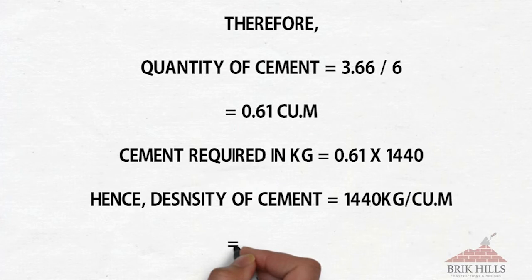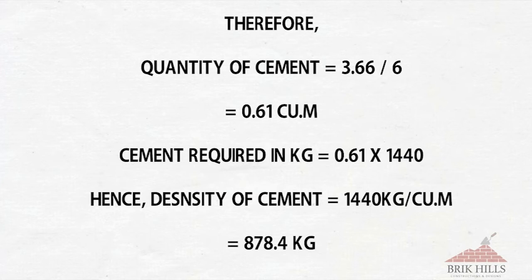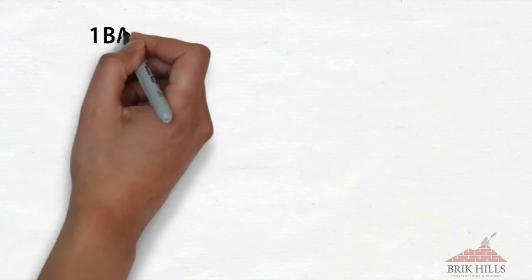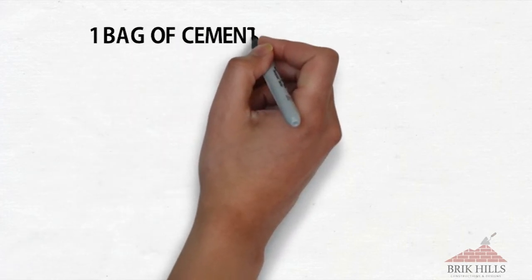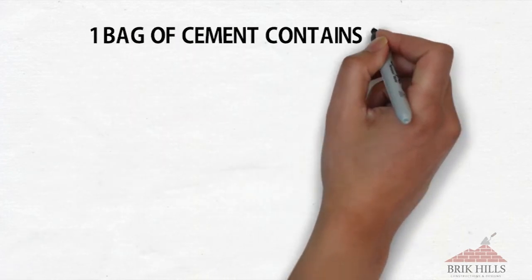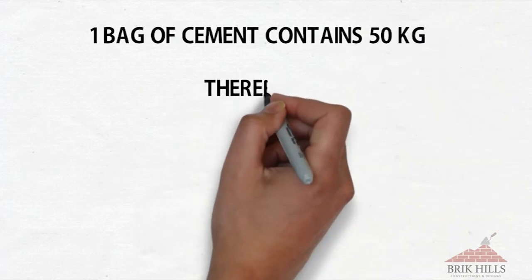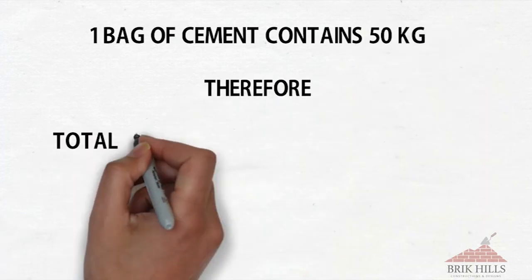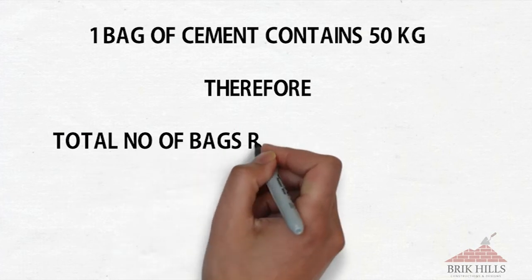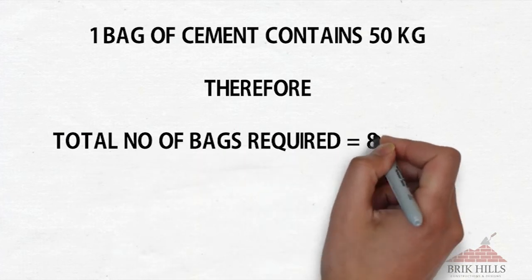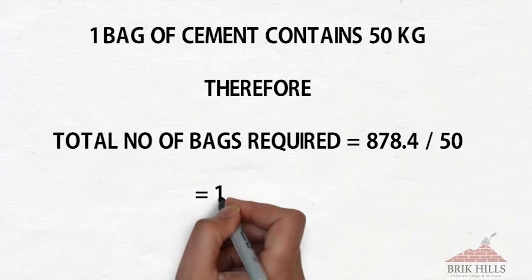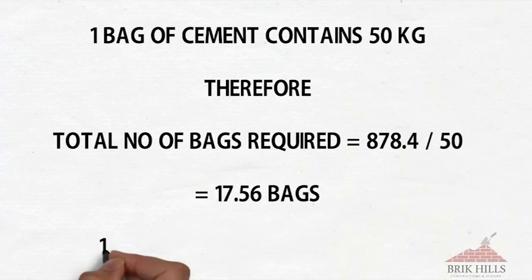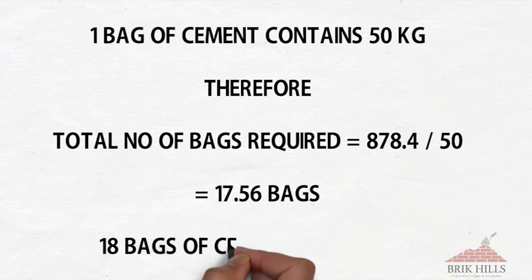Equals 878.4 kilogram. One bag of cement contains 50 kilograms. Therefore, the total number of bags required equals 878.4 divided by 50 equals 17.56 bags. 18 bags of cement are required.